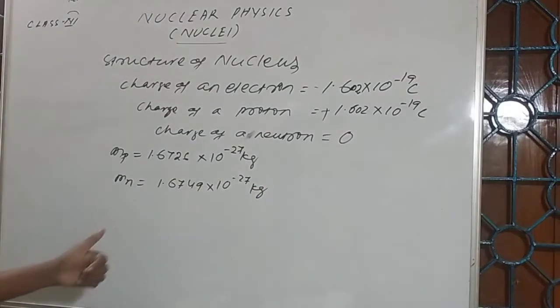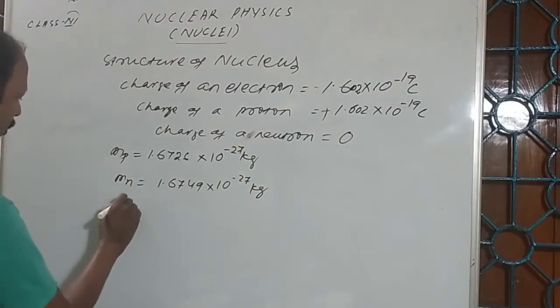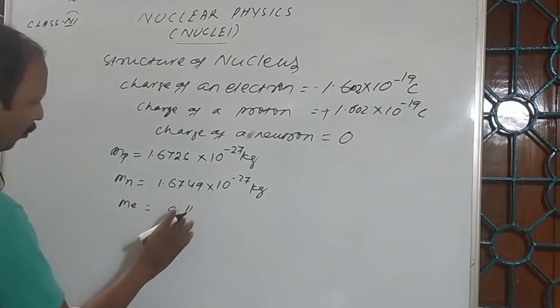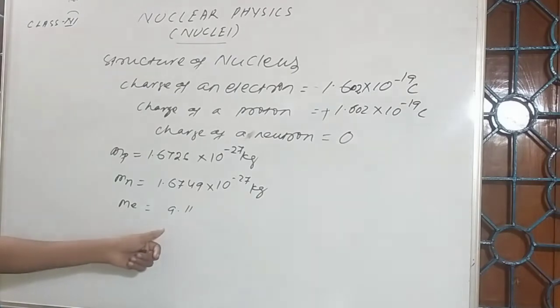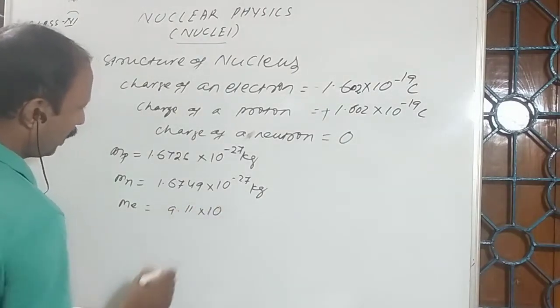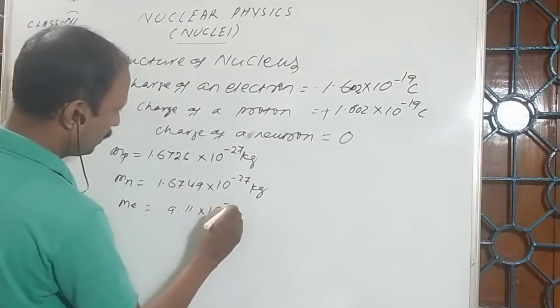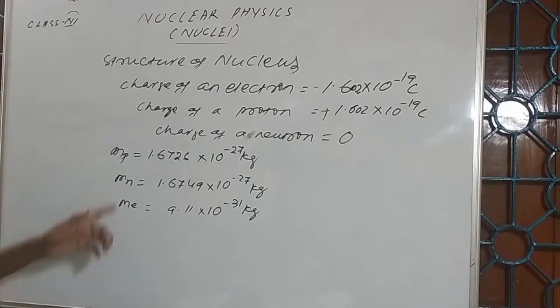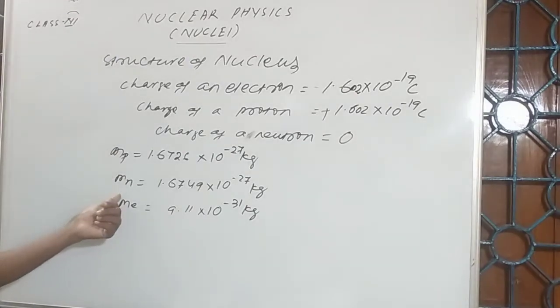What about the mass of an electron? The mass of an electron is equal to, approximately, 9.11 × 10^-31 kg. This is about the mass of proton, neutron and electron.